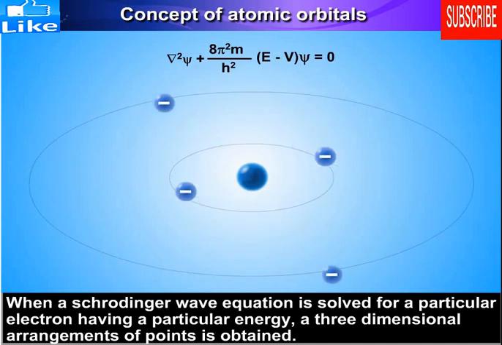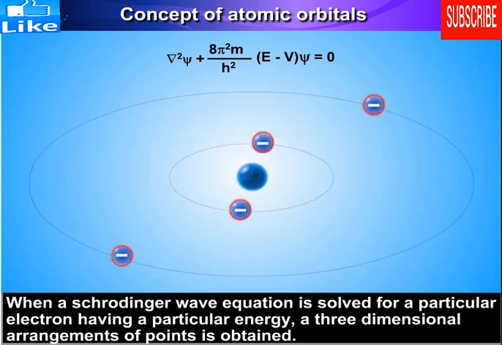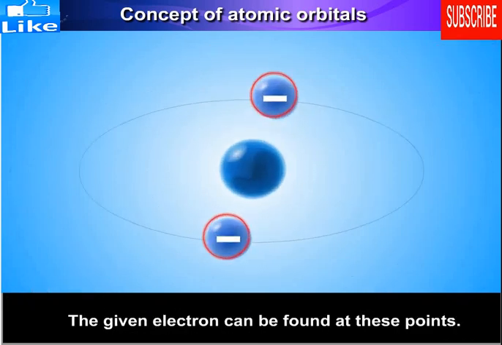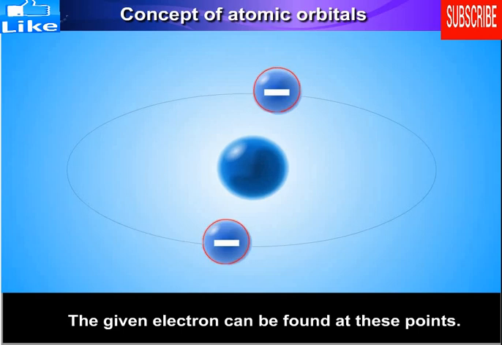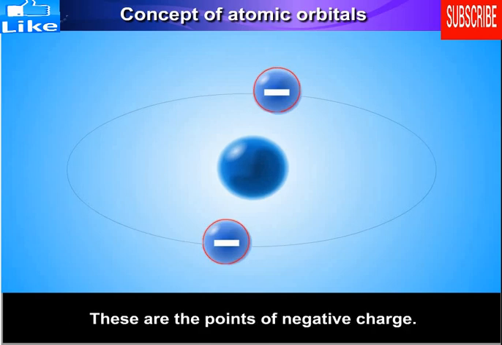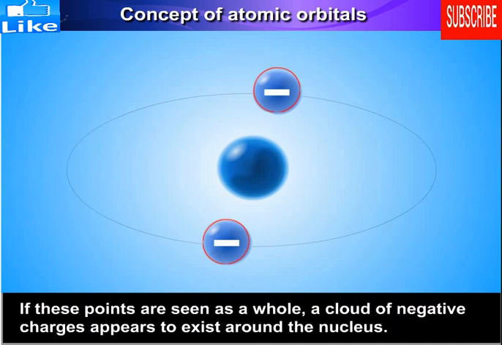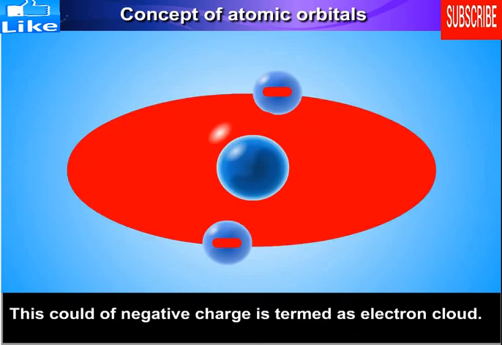When a Schrodinger wave equation is solved for a particular electron having a particular energy, a three-dimensional arrangement of points is obtained. The given electron can be found at these points. These are the points of negative charge. If these points are seen as a whole, a cloud of negative charges appears to exist around the nucleus. This cloud of negative charge is termed as electron cloud.